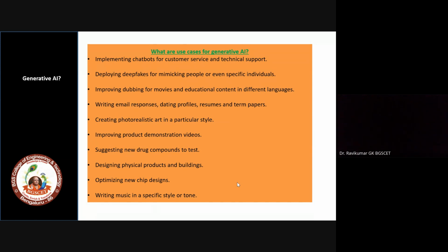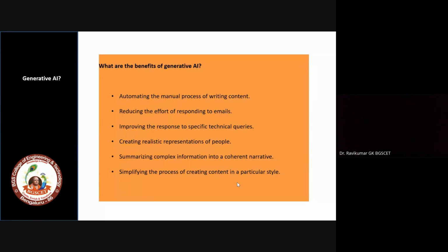What are the use cases you can apply? So what are the benefits of generative AI? There are a lot of benefits, so let me list out some general benefits. Automating the manual process of writing content. As I told you in the previous slide, writing an email, replying to an email. You can have automated content and automated replies to email, so you don't need to write the complete thing. You can have automated emails, reducing the time-consuming effort of responding to an email, improving the response to specific technical queries, and creating a realistic representation of people.